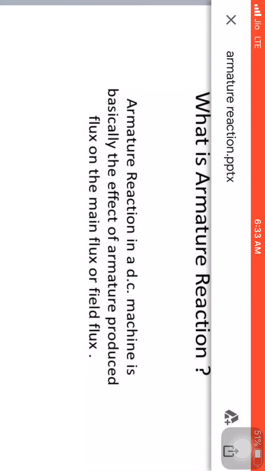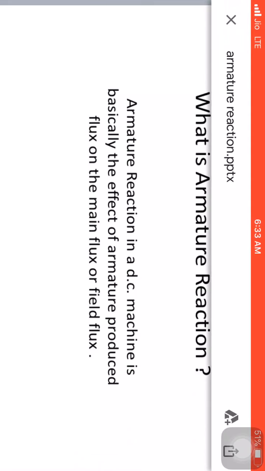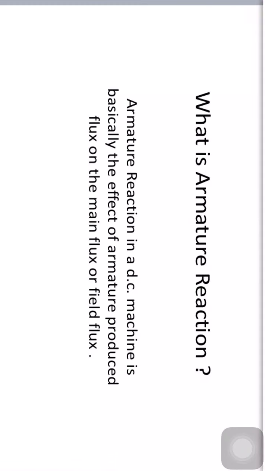Today's class we will see what is armature reaction. Armature reaction in a DC machine is basically the effect of armature produced flux on the main flux or field flux. So basically, armature reaction deals with the main flux or field flux. In DC machines, it is the effect of armature produced flux on the main flux or field flux.